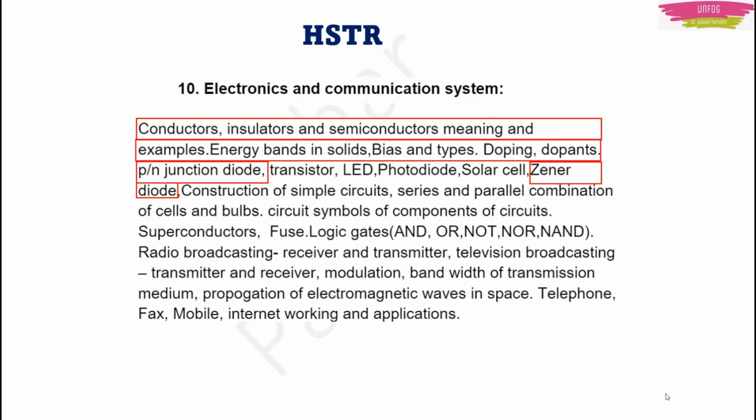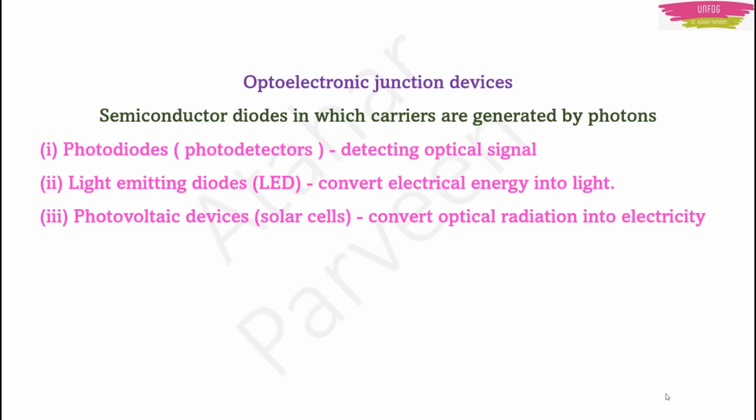Now in this video, I am going to discuss LED, photodiode, solar cell and transistor. Firstly, these LEDs, photodiodes and solar cells all come under optoelectronic junction devices. They are all made of semiconductor diodes, basically a PN junction diode. In these diodes, the carriers are generated by photons. Carriers means, remember in our previous class, we talked about the majority charge carriers, right? Majority charge carriers were electrons and holes in a PN junction diode.